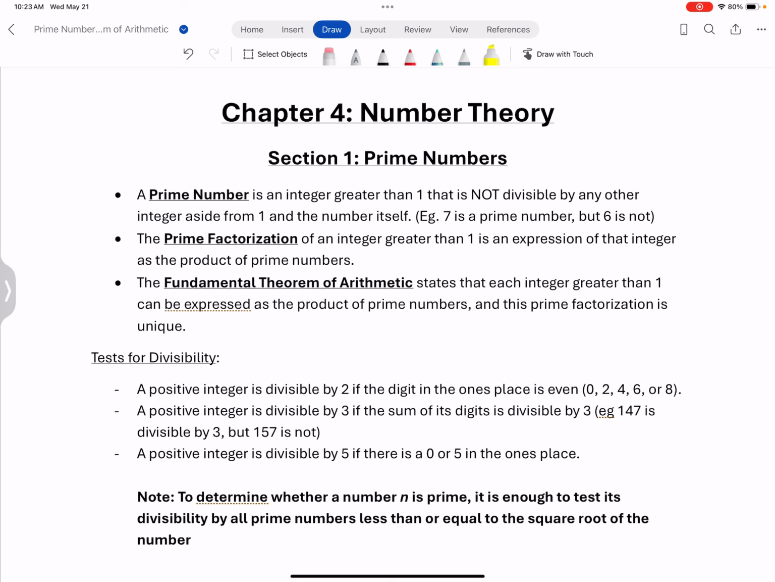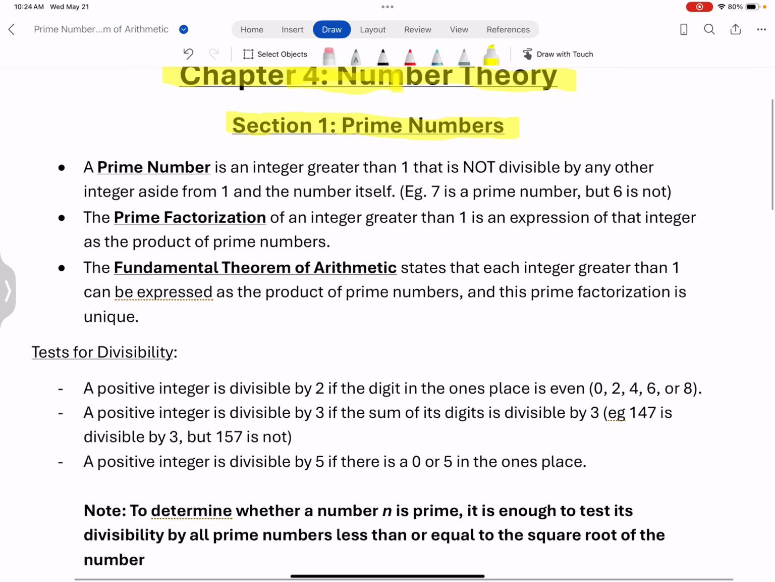Anyway, this chapter is number theory, which can get complicated if you take a lot of math classes, but we're not going to get too complicated. Number theory is just studying numbers, and in the first section we're going to focus on prime numbers. Just to refresh, I'm sure you've heard of a prime number. If not, that's fine because we're going to define it here in the first part of this section.